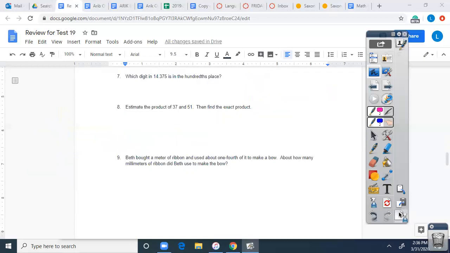a bow. So she bought 1 meter of ribbon and used 1/4 of it. About how many millimeters of ribbon did Beth use to make the bow? So she bought how many millimeters? We know she bought 1 meter, but how many millimeters is that? That is something that you need to know for your test. So if you don't know this, write this down.